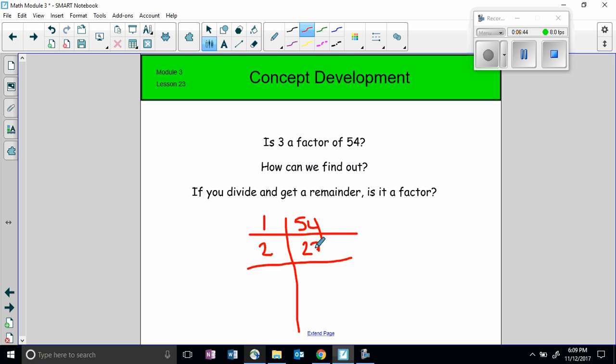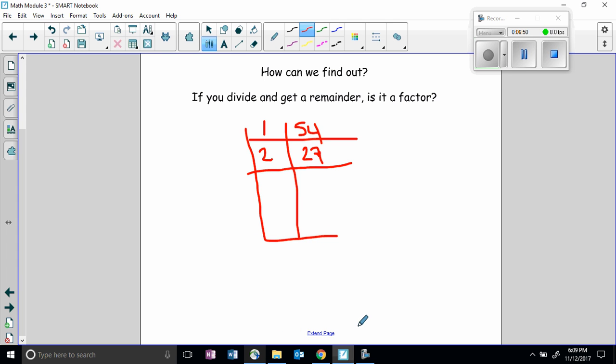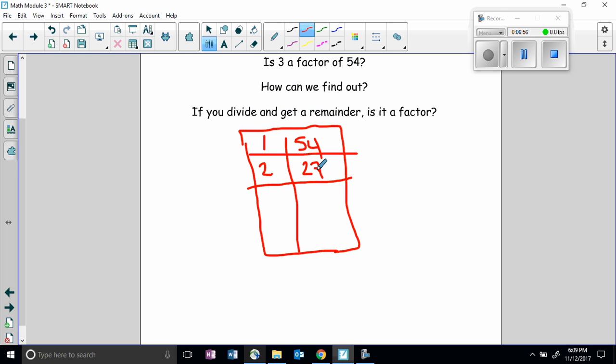Alright, well, I can't double again because this is an odd number. But I can notice that 27 is a multiple of 3. So I can do 3. Don't know why I'm putting a 3 over here. Hold on. There we go. Because I know 3, 6, 9, 12, 15, 18, 21, 24, 27. Which would give me 18.